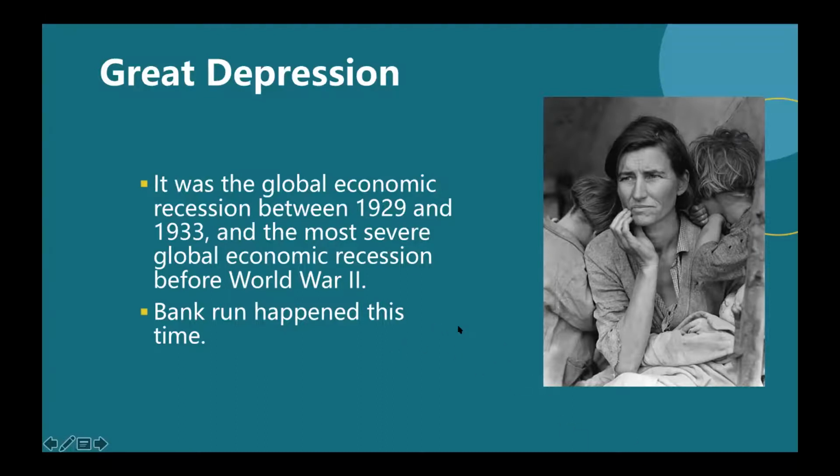The Great Depression is just the economy coming down, the fall of the economy. So in that time, there was a severe global economic recession before World War II, and bank runs happened very usually at this time. So as you can see, this is a photo of poor people, because this is a photo called my grandmother.